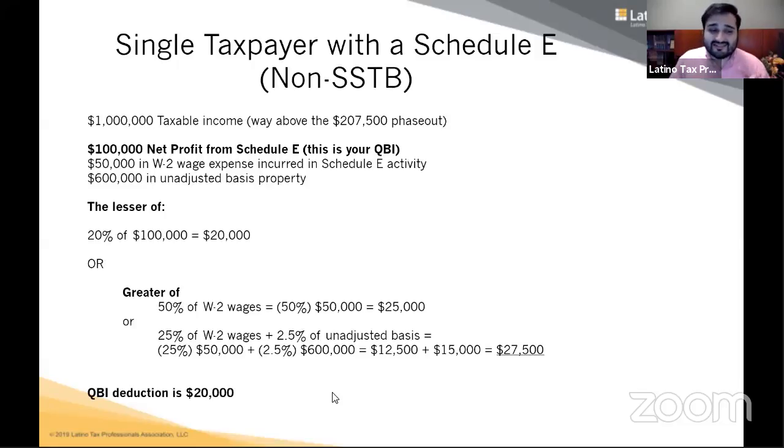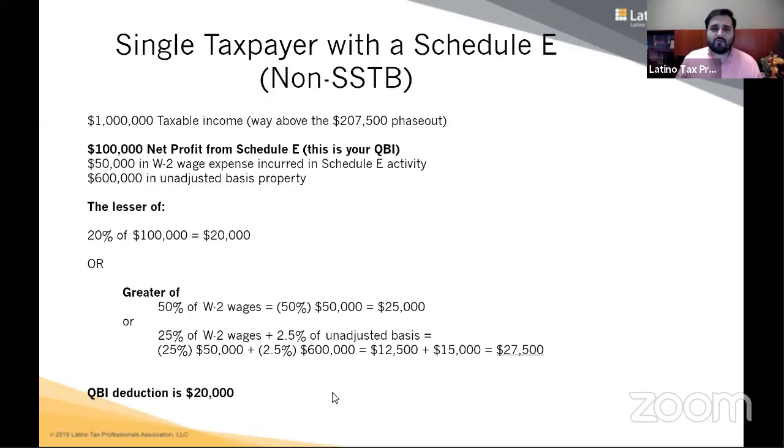Now, that number is the unadjusted basis property. So the purchase price of the homes or the assets, not including land. So it's the depreciable cost of the assets before they get depreciated. So it's at the time of purchase without including that, right? Anyways, let's do a quick calculation.